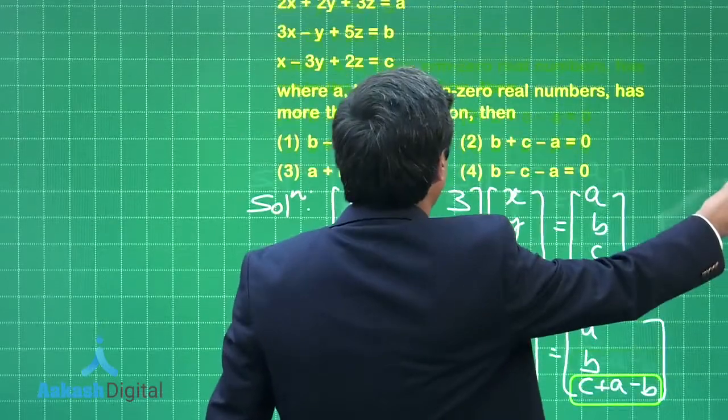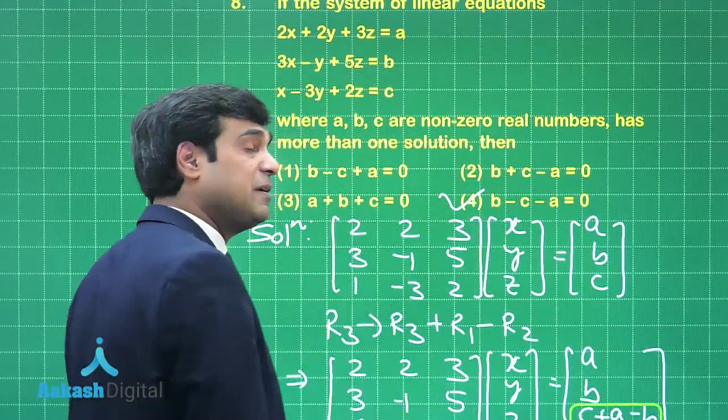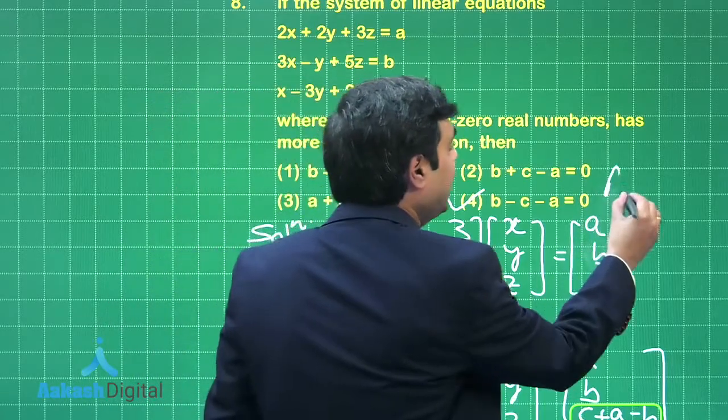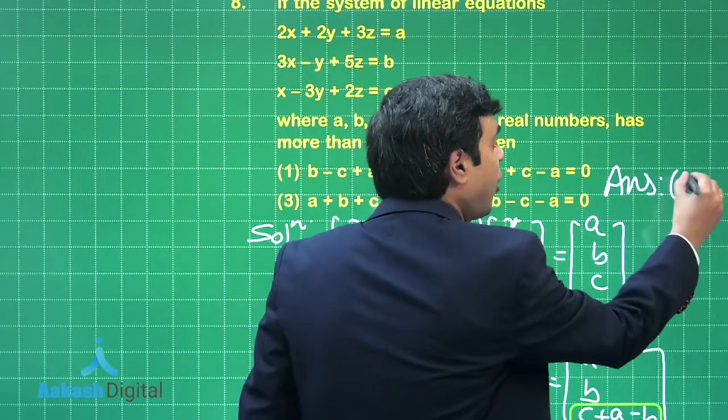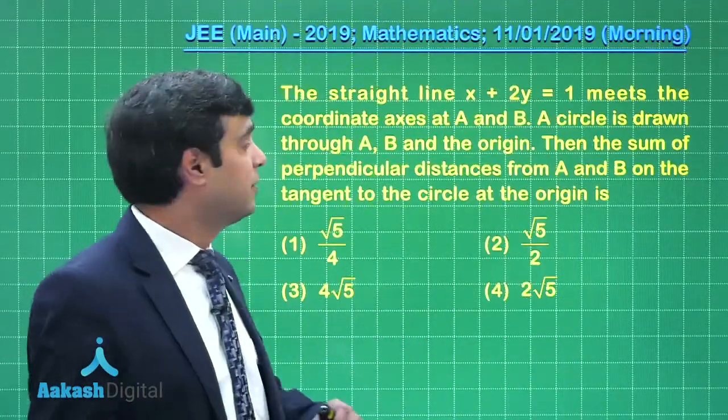Let us see from the given options. We have option number 4 which says B minus C minus A equals 0. So, the correct answer for this question is option number 4. Let us move on to the next question of this paper.